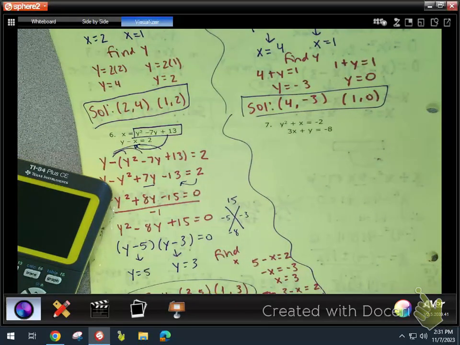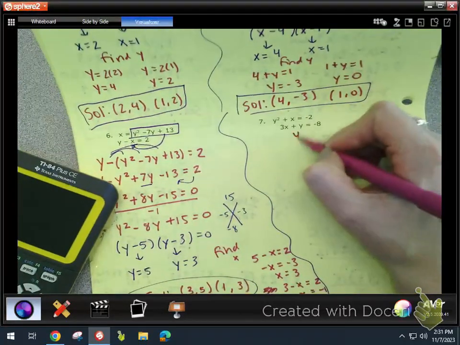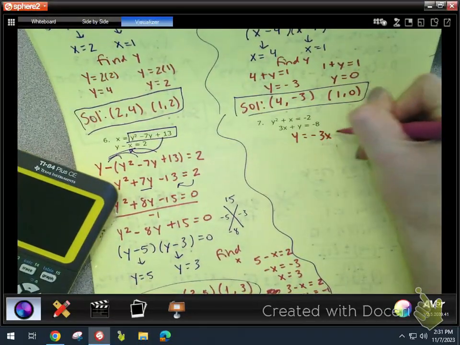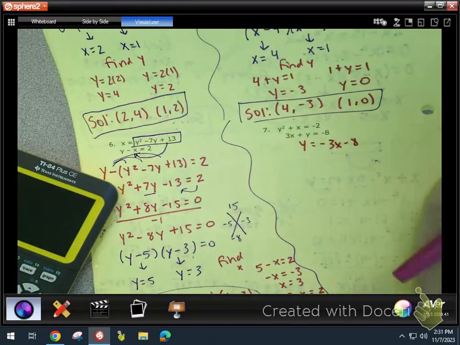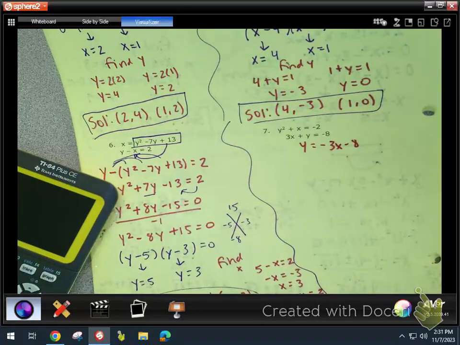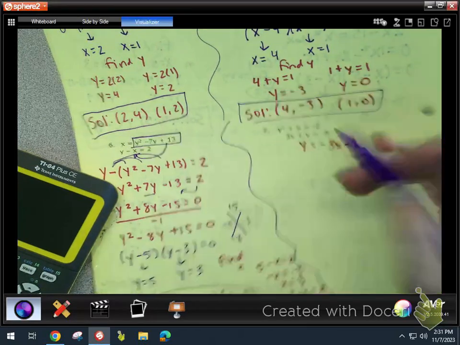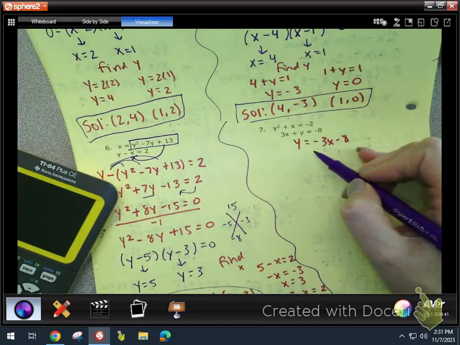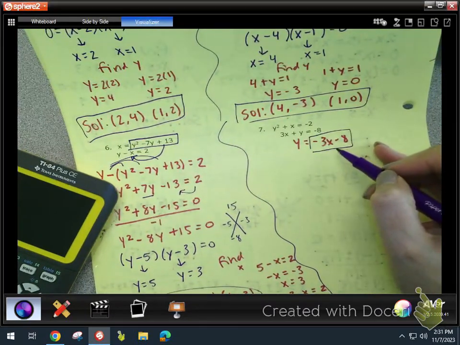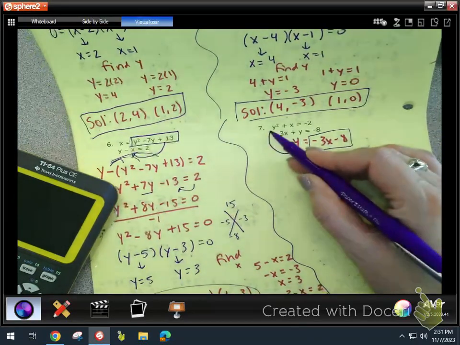You want to rearrange the bottom equation? Let's do this one as y equals negative 3x minus 8. Can you technically make x equals negative y squared minus 2? That could work too. That might be easier. Well, either way, just hang with me. Just do it this way and we'll roll with it because I already started. Okay, so I'm going to plug this in for y up here.